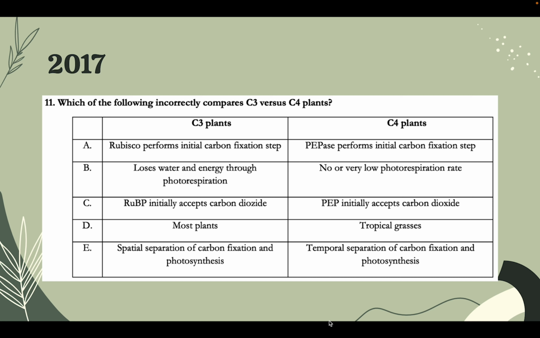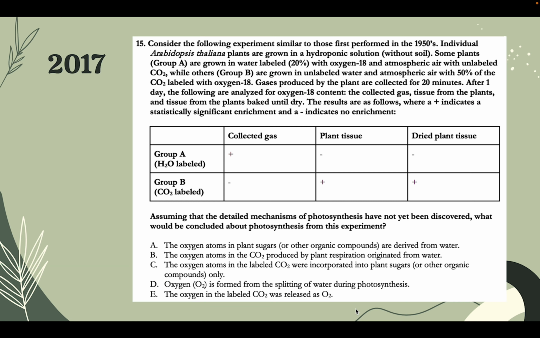Spatial separation of carbon fixation and photosynthesis. That's not really true, because it's all happening in the same chloroplast. So for C4 plants, it says temporal separation of carbon fixation and photosynthesis. That's not correct. Those are CAM plants. And then the description for C3 plants, that matches C4 plants. So yeah, then we know that the answer is E.